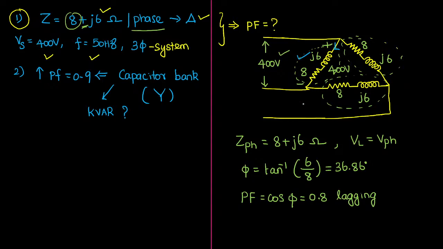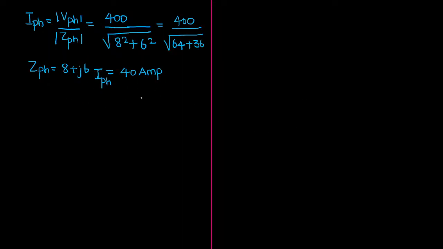Then which will be different? Only the phase angle. In a three-phase balanced system, only the phase-to-phase angle will differ. The frequency and the magnitude of the voltage and the current will remain the same. So now we found the per phase current.